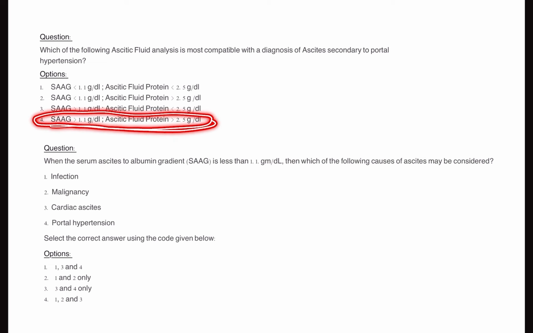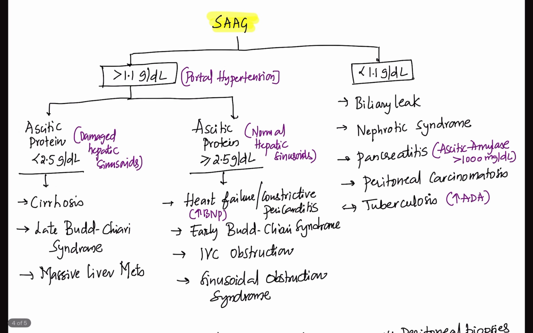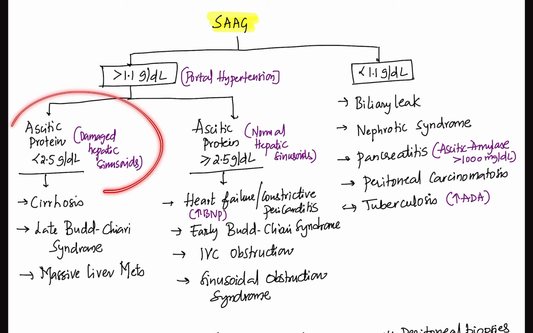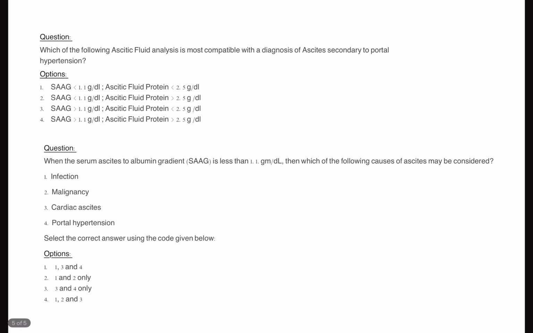So this is the ideal value which indicates that most of the times the diagnosis of ascites is secondary to portal hypertension, which can be caused by a lot of things like heart failure, IVC obstruction, sinusoidal obstruction. In very severe cases, the protein value will be less, like liver cirrhosis, Budd-Chiari, or massive liver metastasis. Okay, so this should be the correct answer for this question.